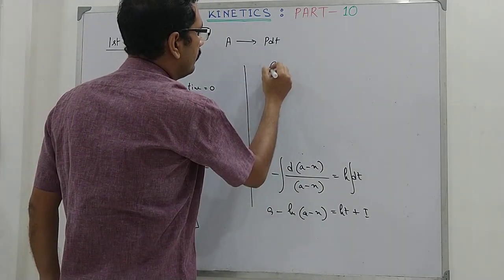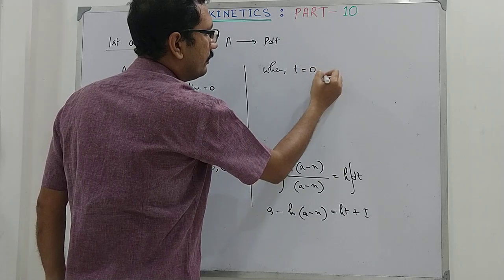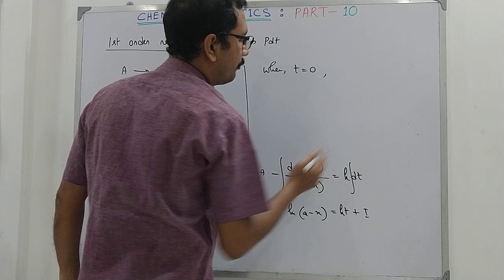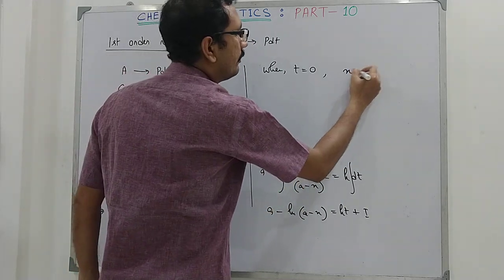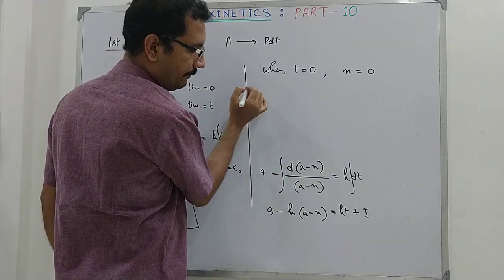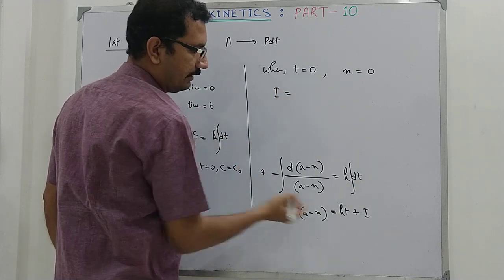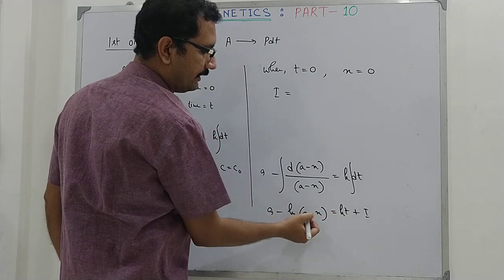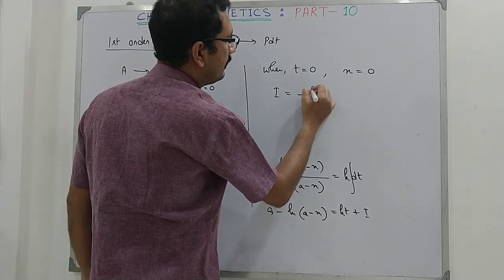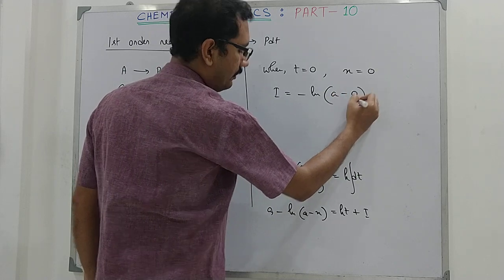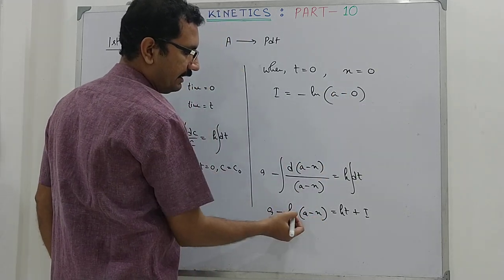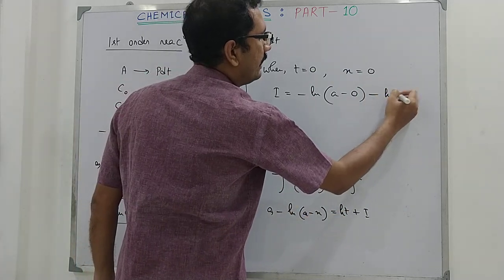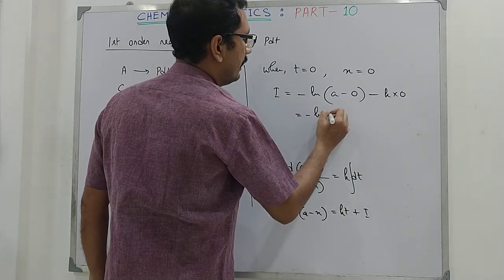Now when t equals 0, no reactant has been converted to product, so we have x equals 0. So I equals, here, we take this KT to the left hand side. So we have minus ln A minus 0, x is equal to 0, so minus ln A minus 0, and KT comes to the left hand side, so it is K into 0. So we have minus ln A.